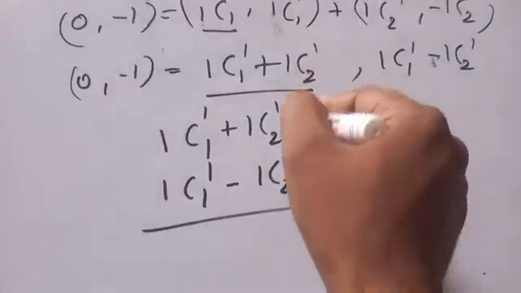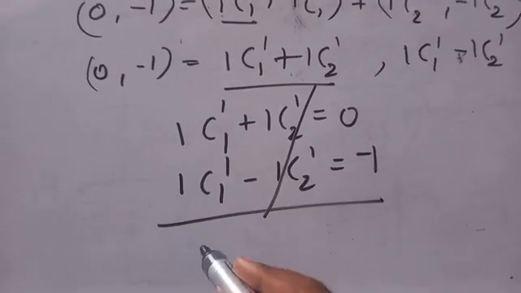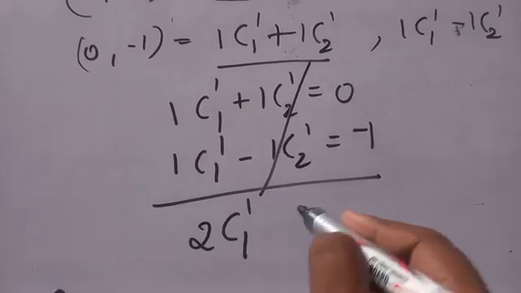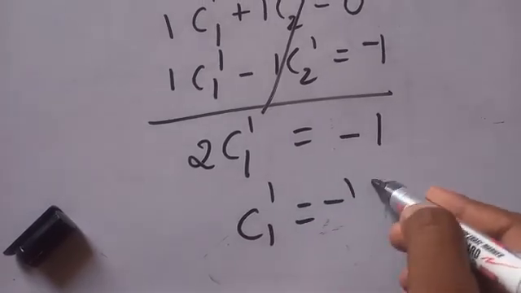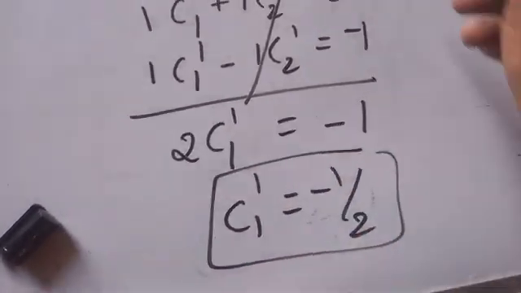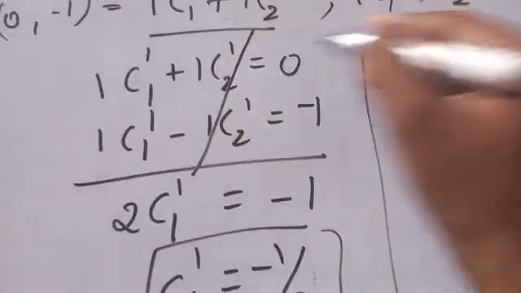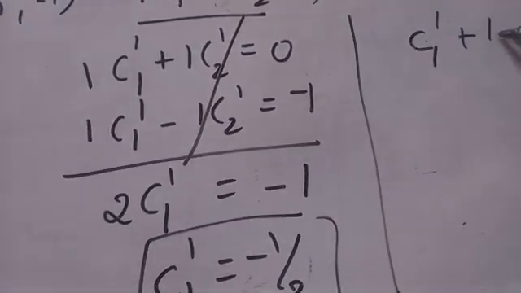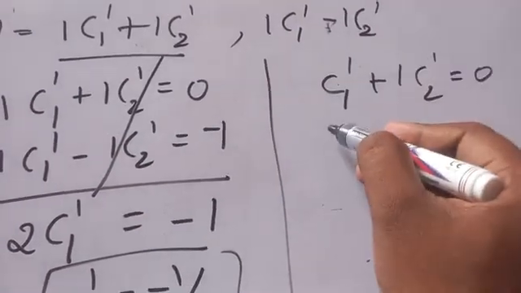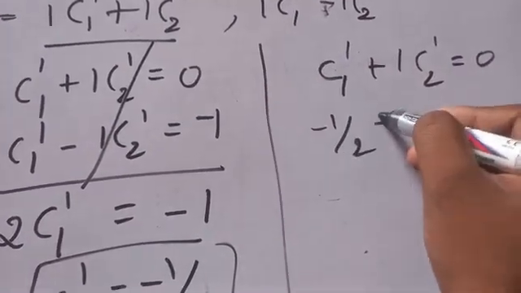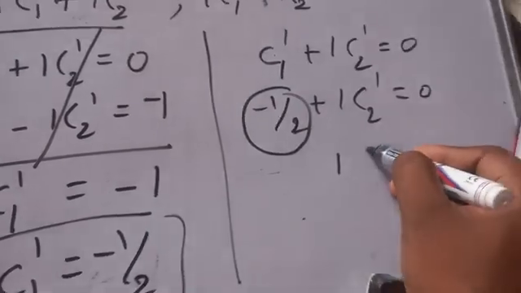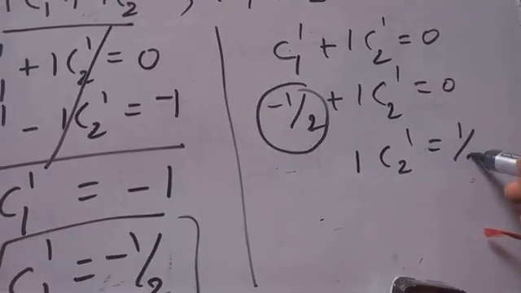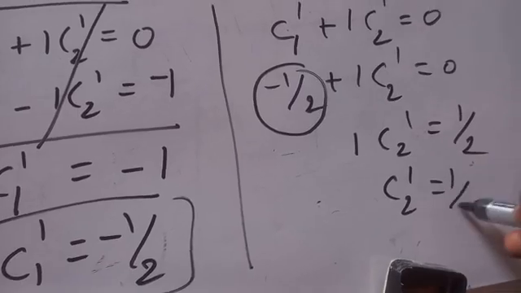So 1 into c2 dash gets cancelled. So c1 dash + c1 dash, 2c1 dash, is equal to 0 - 1, which is -1. C1 dash is equal to -1/2. Next we have to find c2 dash. From the first equation, c1 dash + 1 c2 dash is equal to 0. C1 dash is -1/2, so -1/2 + 1 into c2 dash is equal to 0. Now shift this term to the right hand side, 1 c2 dash is equal to 1/2. So c2 dash is equal to 1/2.